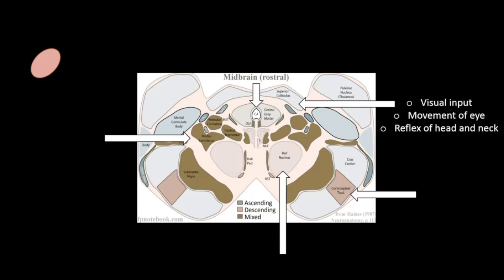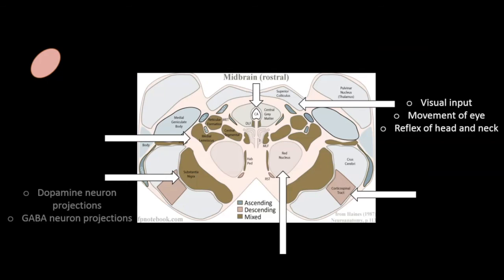Above the cerebral peduncles, we see the superior cerebellar peduncles, which contain ascending fibers from the cerebellum to the red nucleus and thalamus. The effects of damaged superior cerebellar peduncles is ataxia of movement. Lastly, here in the rostral midbrain, we can see the substantia nigra containing dopamine neuron projections to the neostriatum and GABA neuron projections to the thalamus, which regulate motor functions.